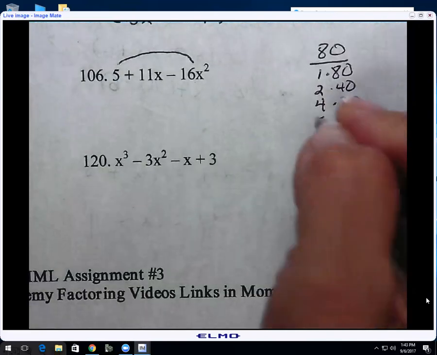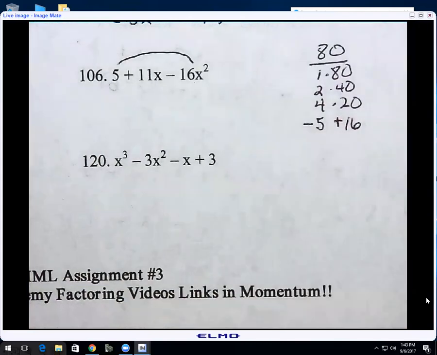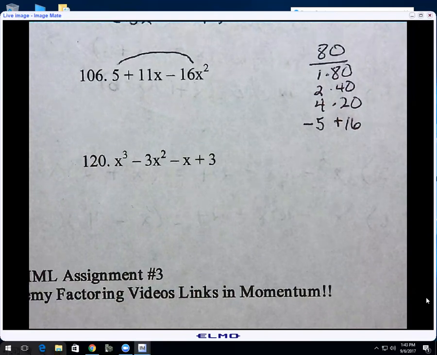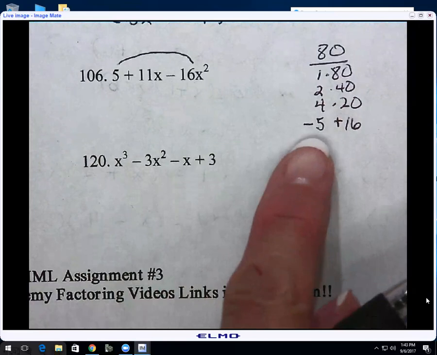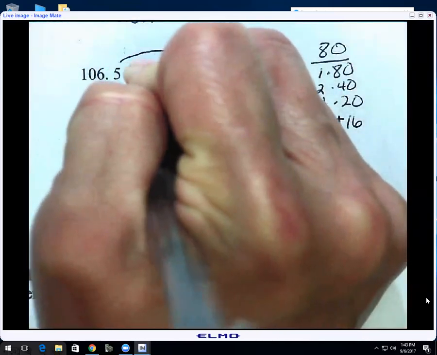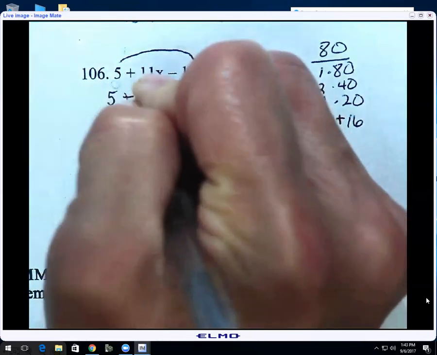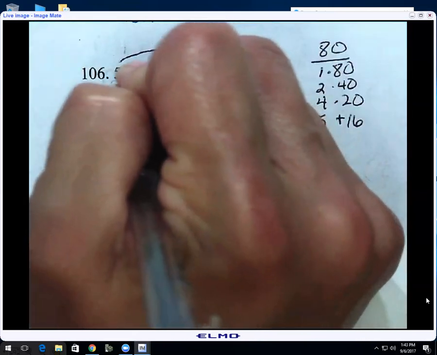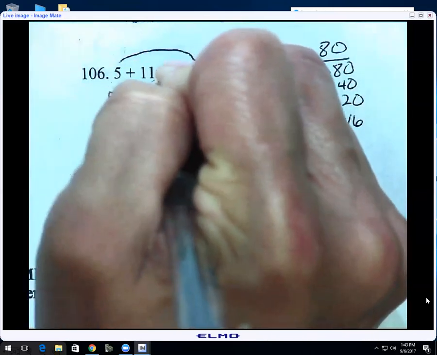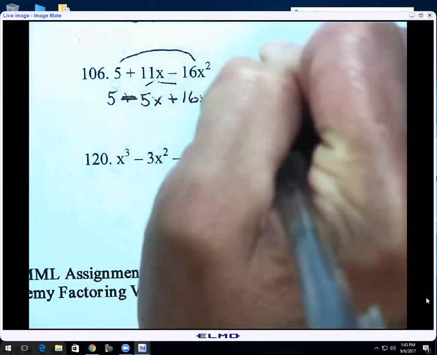Positive 6. A positive 11 is a positive 16 minus 5, or a negative 5 plus 16. I could write it either way, but I prefer not to have the negative in the middle. So I'm going to write this as 5 plus, and then I'm going to split that middle term: 5 minus 5x plus 16x minus 16x squared.